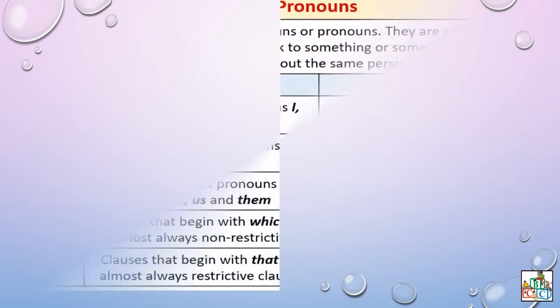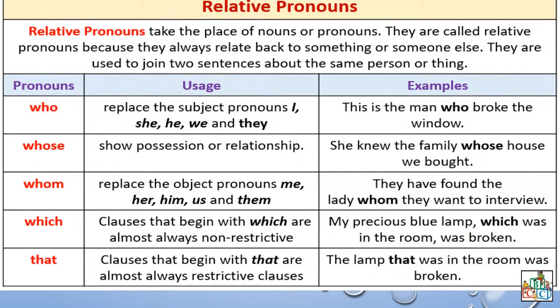So remember, in our previous class, we started with relative pronouns. We talked about some relative pronouns, some examples. So if you still remember, relative pronouns, what are they? They are used to join two sentences about the same person or thing. Some relative pronouns that we saw were who, whose, whom, which, that.